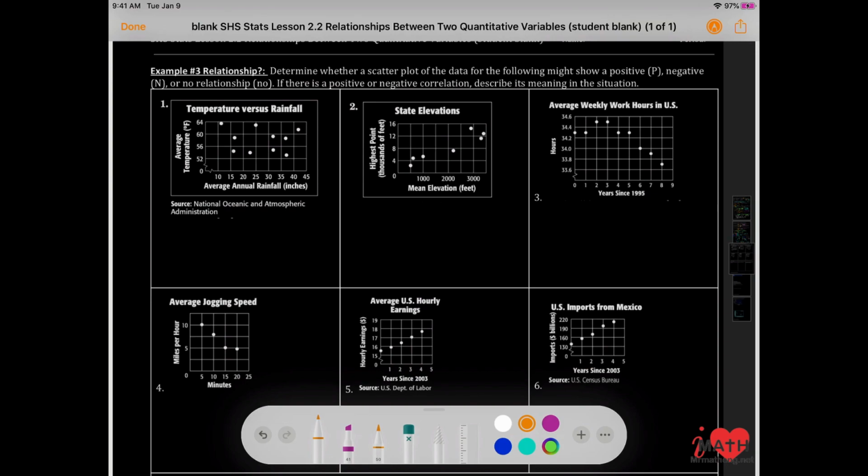Okay, so let's look at this. So I'll do the first 2 and then you press pause and you'll do the rest. Number 1, I have temperature versus rainfall. Can you draw a line through that?